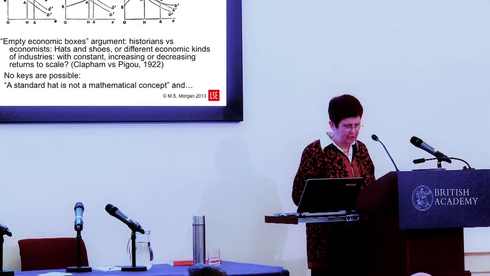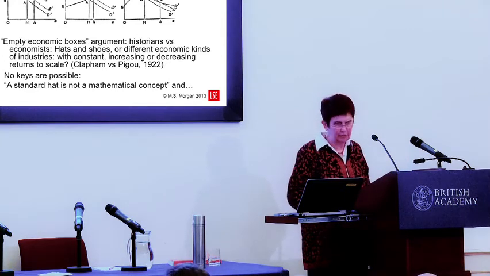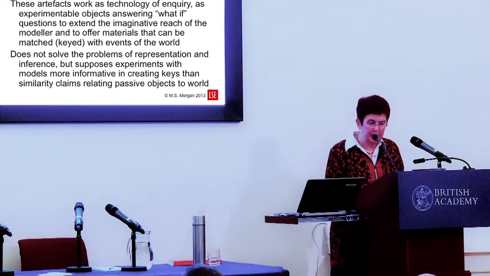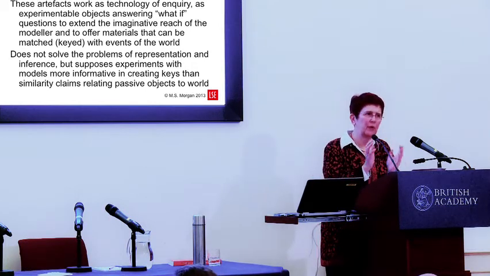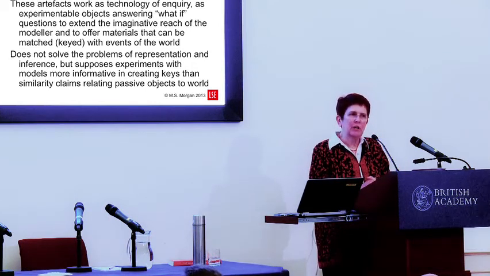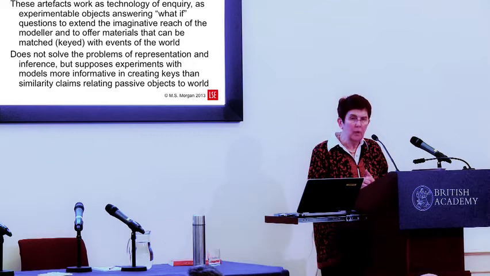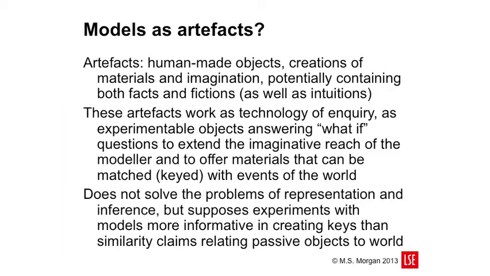Now, I'm going to skip the other 2 examples of econometrics and experiments, because I want to draw a picture of what I think is going on here. Rather than models as fictions, I prefer to think of models as artifacts. Artifacts are human-made objects. They're creations of materials, but they also typically require some kind of imagination. They potentially contain both factual and fictional things and intuitions and all sorts of stuff. So I think artifacts is a better way to think of these. I think they can include all sorts of fictional objects.